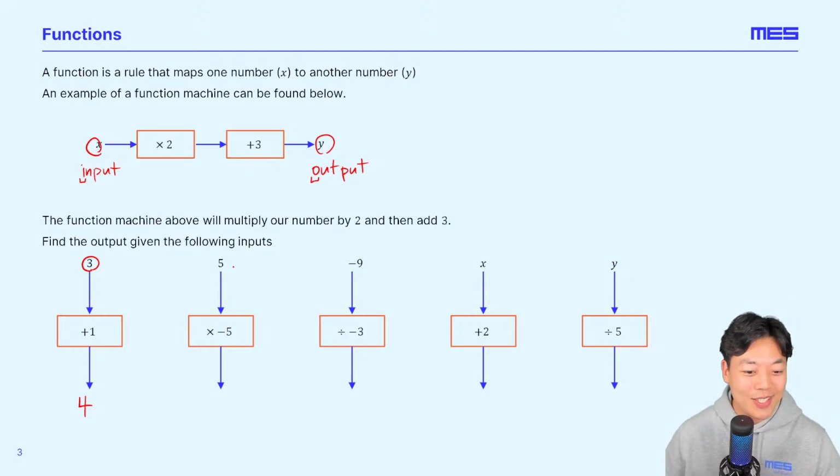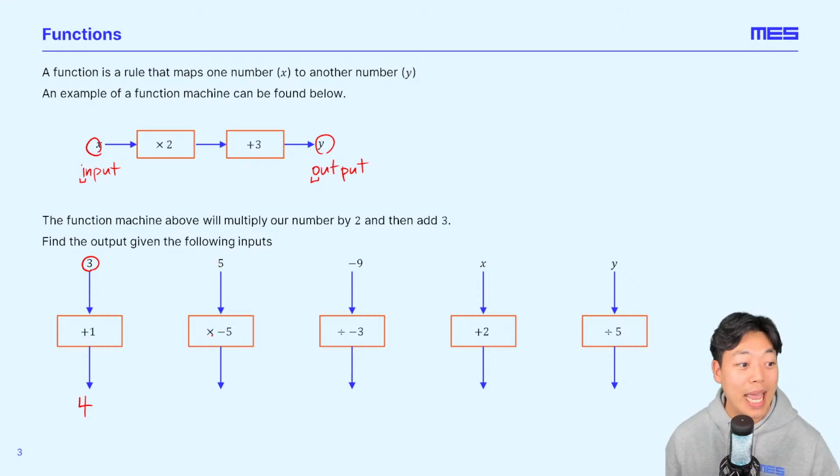We have 5 as our input, and we'll be multiplying it by a negative 5. So essentially what we have down here, we plug in a 5, multiply it by negative 5. We know 5 times 5 is 25. Don't forget that negative, and we'll have negative 25.